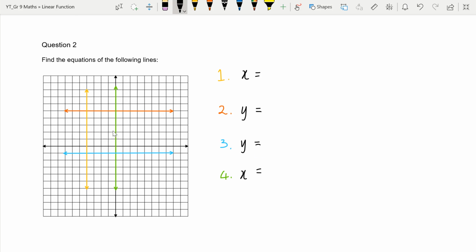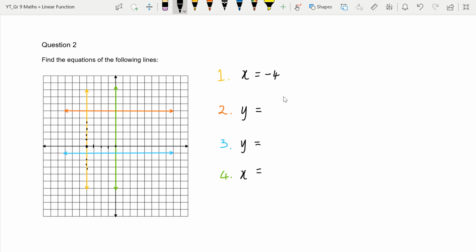Let's go back to 1. Well, there, our x value is 1, 2, 3, 4, -4. And it's also -4 there. Everywhere on that line, x is equal to -4. Even though the y values keep on changing, our x stays consistent at -4. Gradient is undefined.